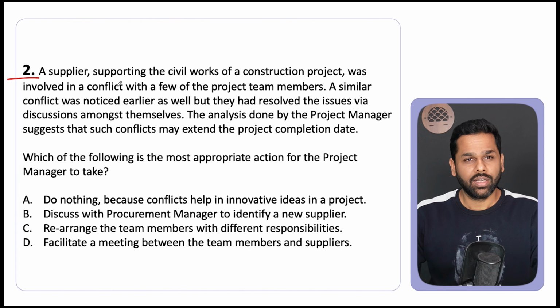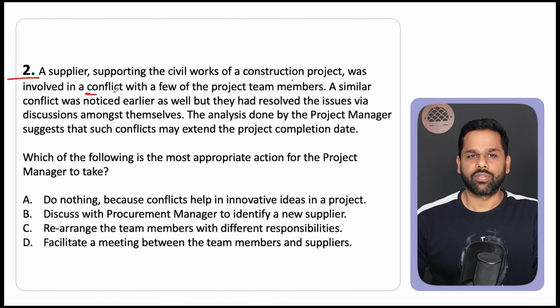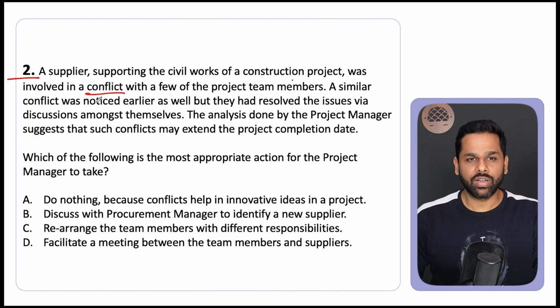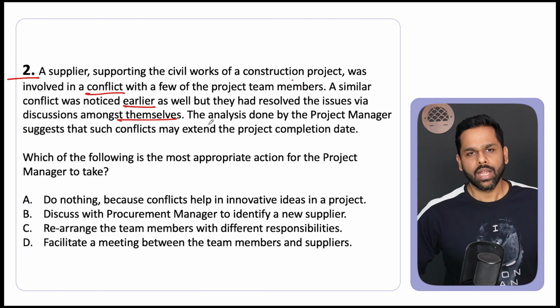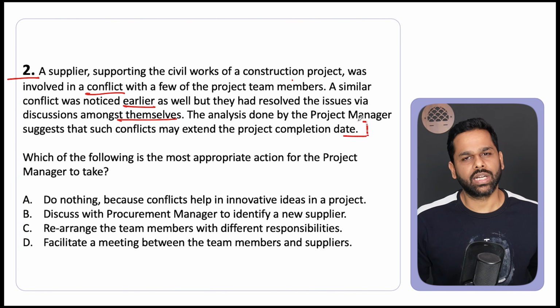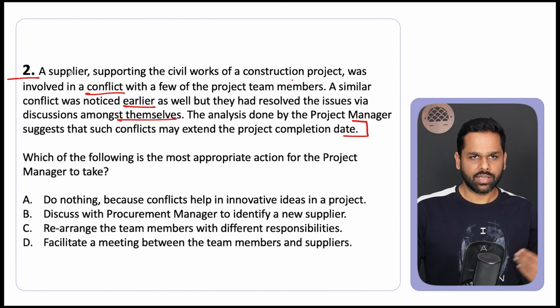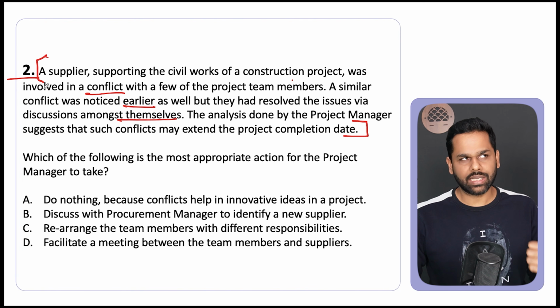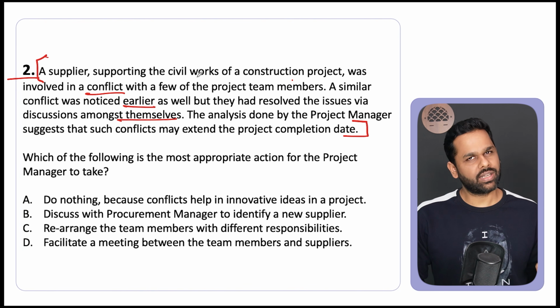A supplier supporting the civil works of a construction project was involved in a conflict with a few of the project team members. A similar conflict was noticed earlier as well, but they had resolved the issues via discussion amongst themselves. All right? The analysis done by the project manager suggests that such conflicts may extend the project completion date. Okay? So again, the same practice, understand the situation well. The situation is that there is a supplier conflicting with the team members.